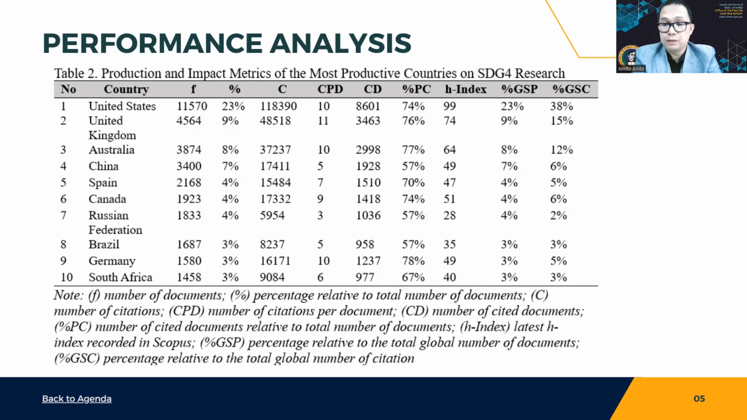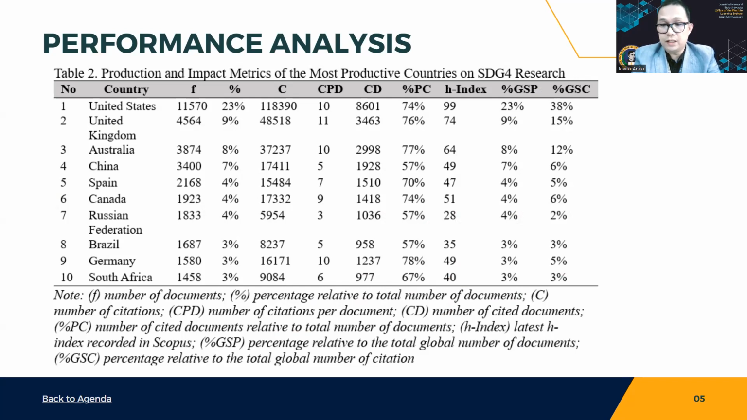The total number of documents that we use here is 49,780. So that's the percentage relative to the 49,000 documents. C is the number of citations. CPD is the citation per document, which we divide basically the citations over the number of documents that are citable. CD is the cited documents. This is important in knowing what percentage of the documents are being cited.